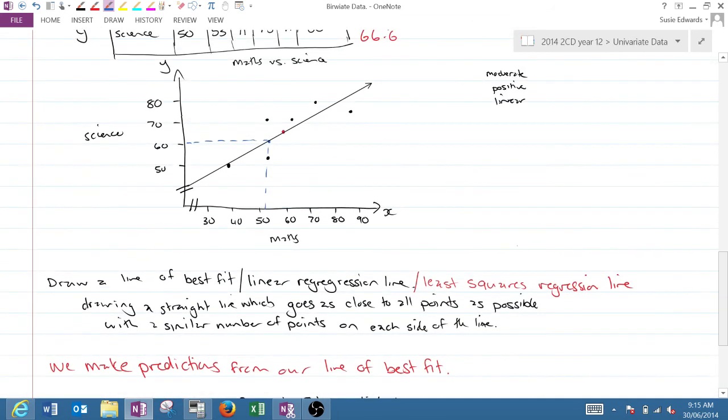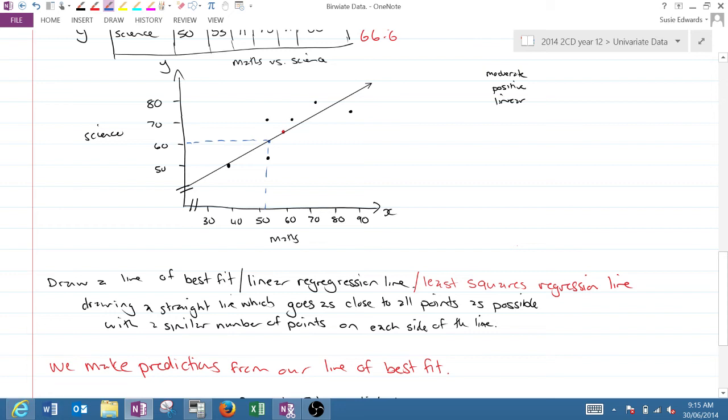Yours might be different, so write down whatever you got, because your line of regression is going to be a bit different. As I said, we give you follow-through marks. We need you to show us how you got that. So that's where the dotted lines come in. You need to show me how you got the answer you got.